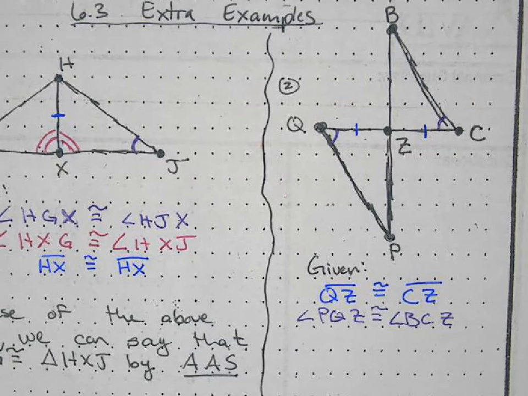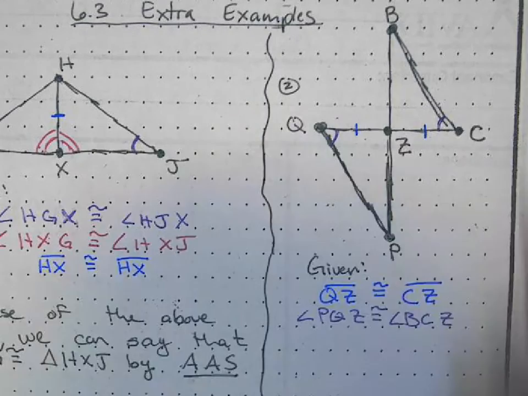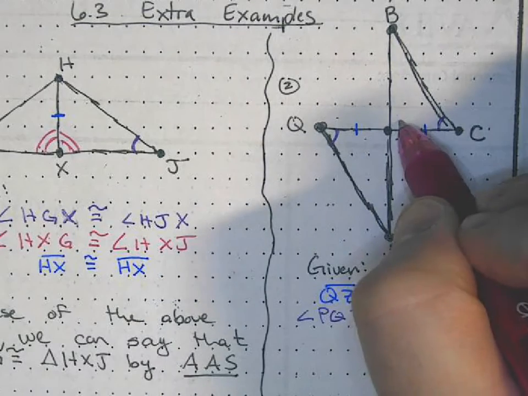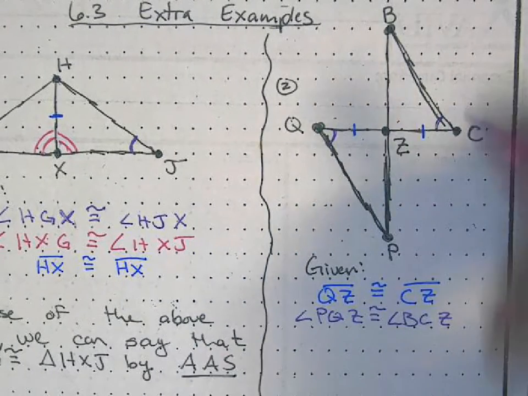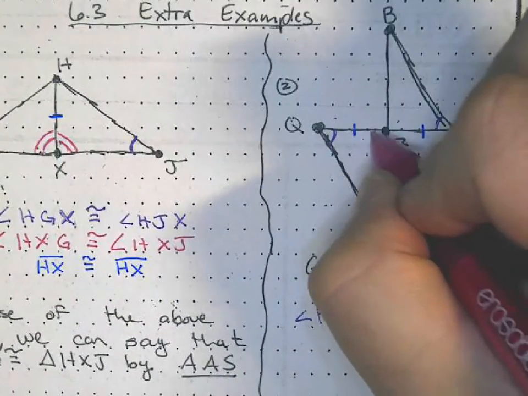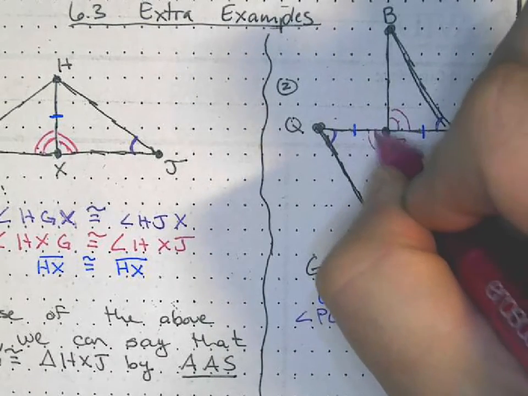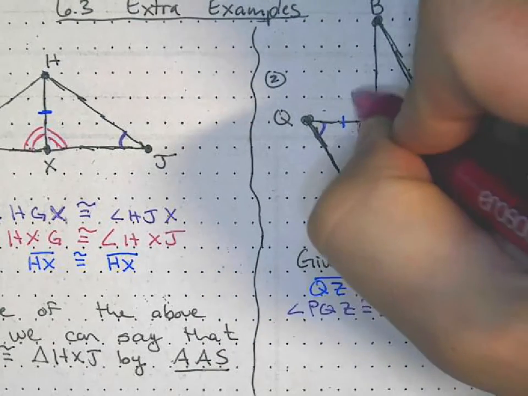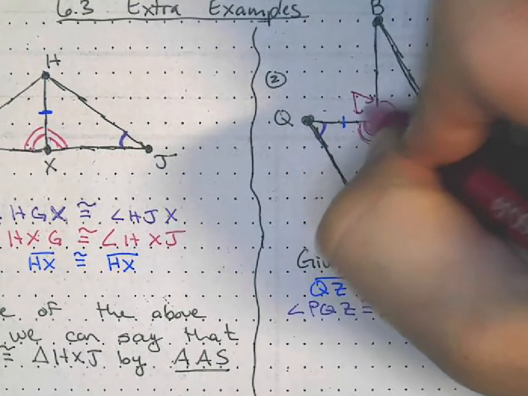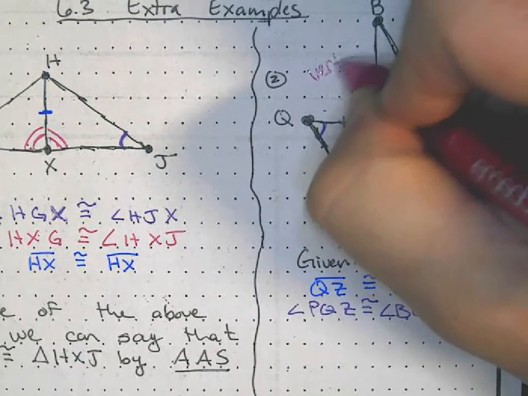Now this again has another one of those hidden congruencies that we just need to know this definition and geometry to really be able to see it. And that hidden congruency is right here, our vertical angles. So it's not given to us, but we know that these are congruent like that because they are vertical angles.